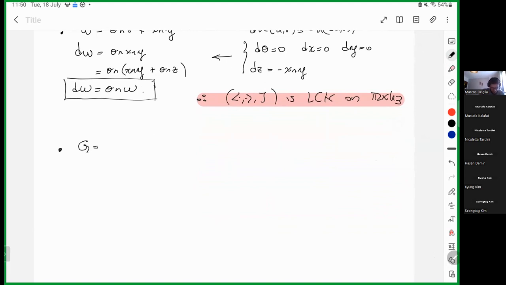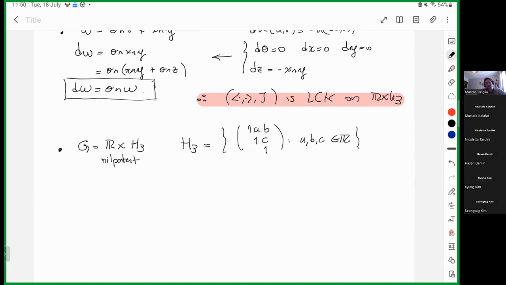So the simply connected Lie group associated to our Lie algebra is just R times the Heisenberg Lie group. So this G is nilpotent. And H3, the group, is just the set of 3x3 matrices with a, b, c and zeros here, with a, b, c reals. And then we have to find lattices in our group G, in order to define compact examples and have a structure on the quotient.